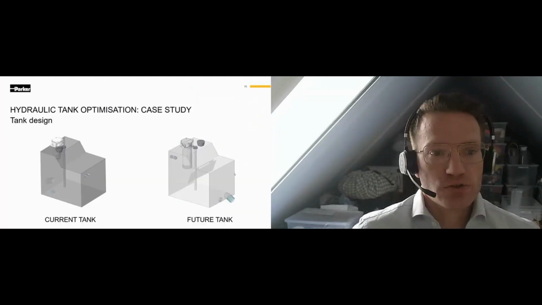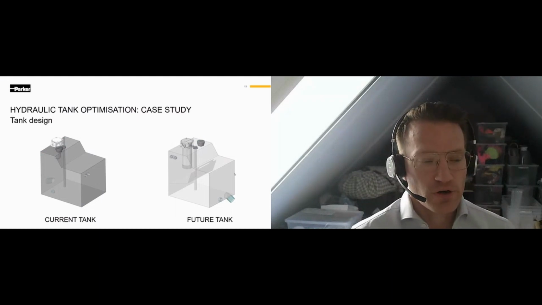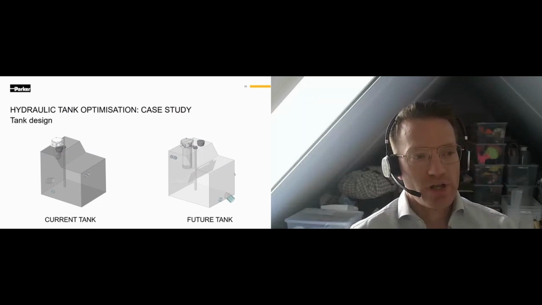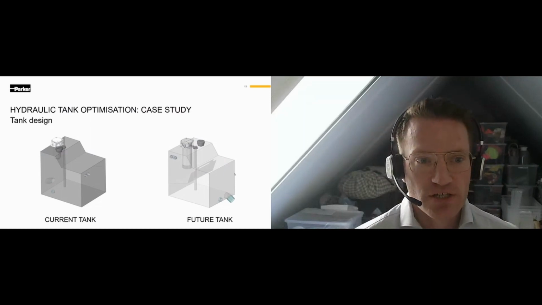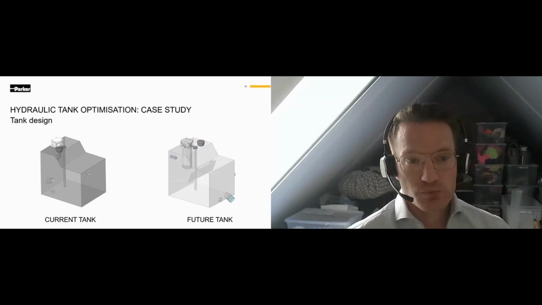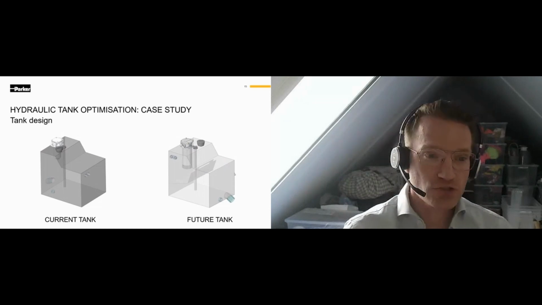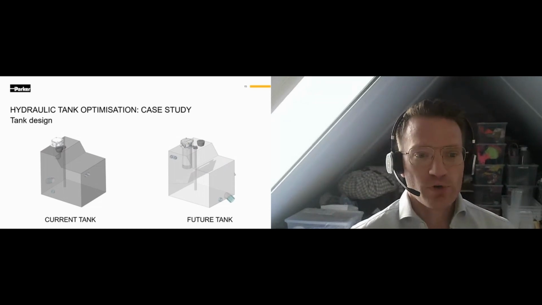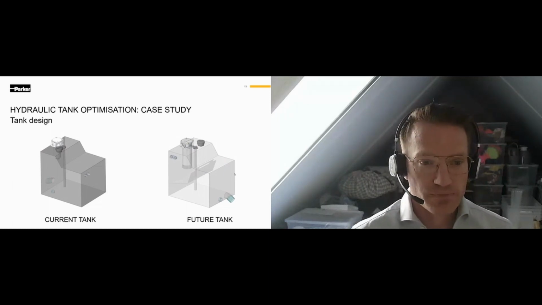So the next couple of slides will show you a case study. This is based on a case study for a forestry machine. On the left-hand side, you can see the current tank design. On the right-hand side, you see the future tank design. So from a first impression, it looks very similar, only it's much smaller. This tank was reduced roughly by 20% from all angles. And we see a couple of changes that improve the performance of the tank.